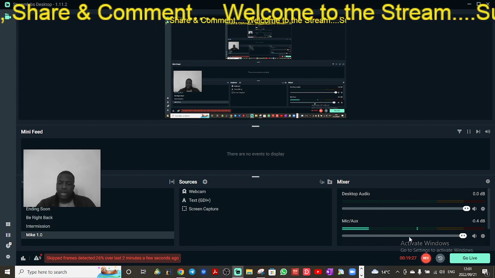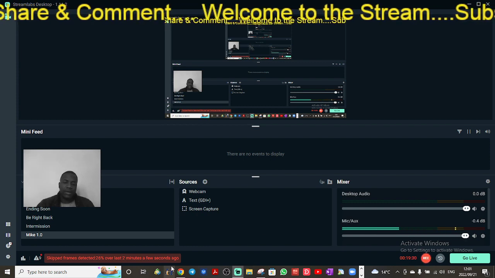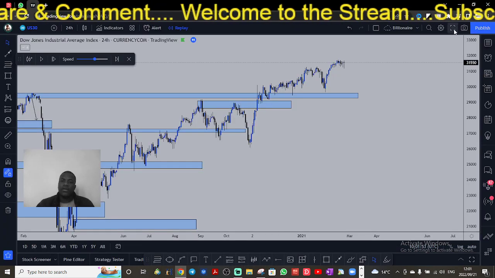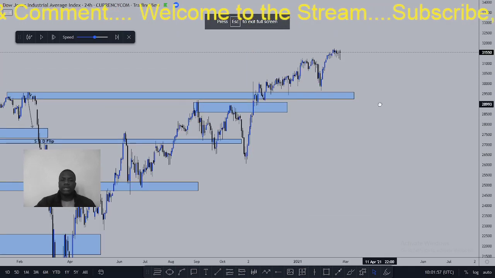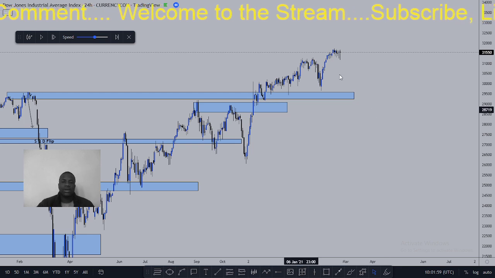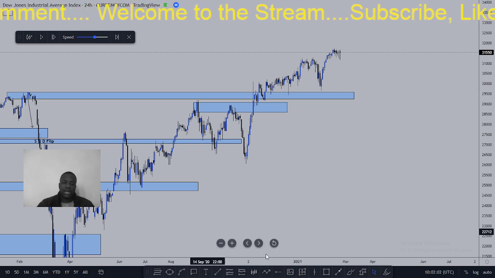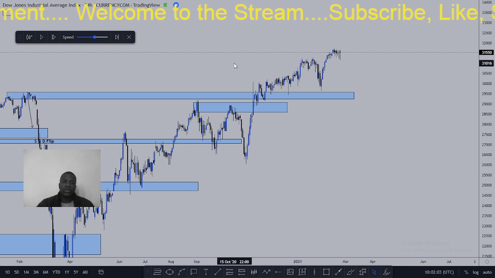So supply and demand is always the foundation of the smart money concept. That's the major foundation. We always need to make sure that our supplies and our demands are marked, so let me just remove all these other ones.